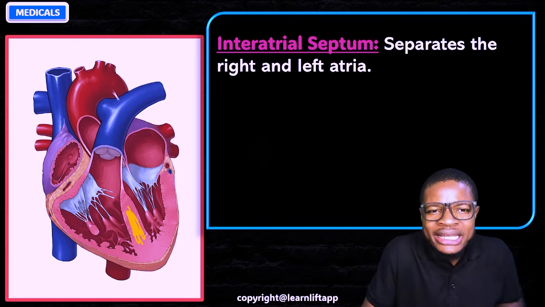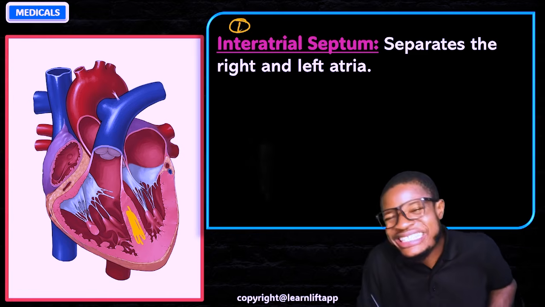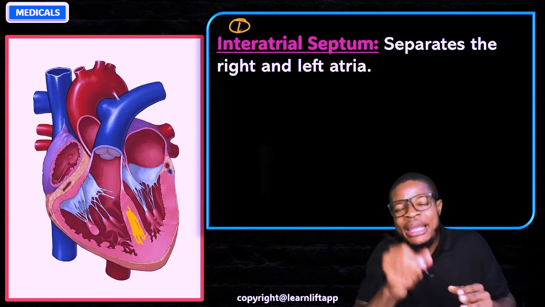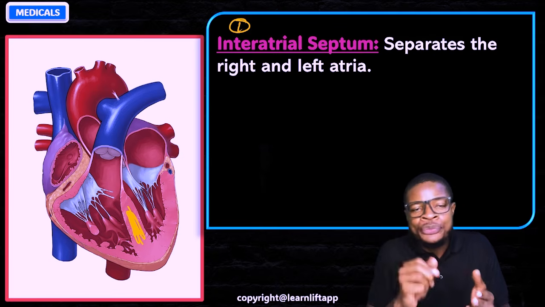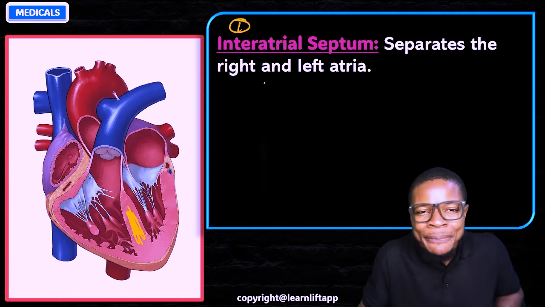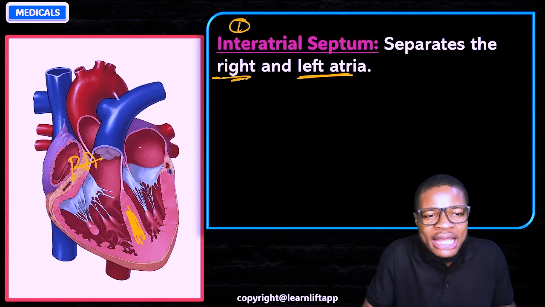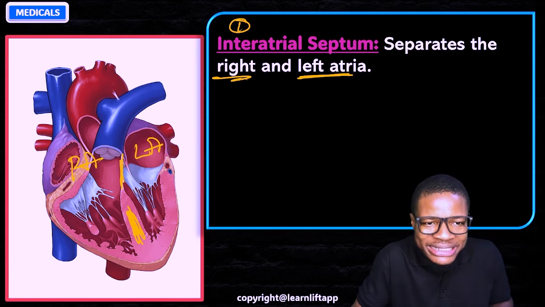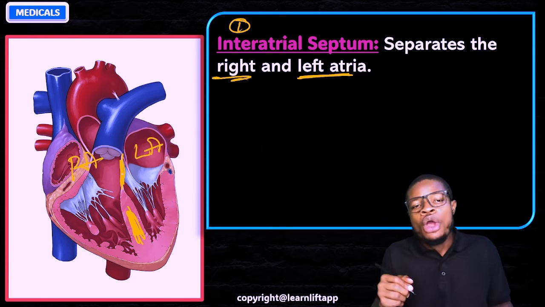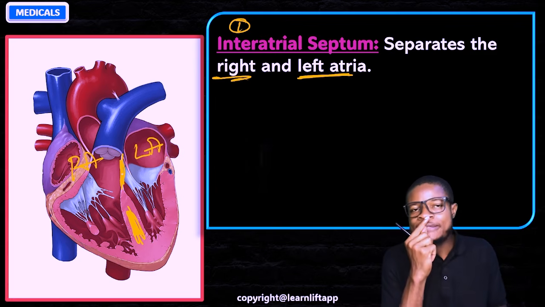The first one is called the interatrial septum. From the name interatrial, it is in between the atria, the right atrium and the left atrium, in between the 2 atria. It separates the right and the left atria. Here at this side is the right atrium, here the left atrium, and this tiny structure coming to separate them is called the interatrial septum. That's the first one.